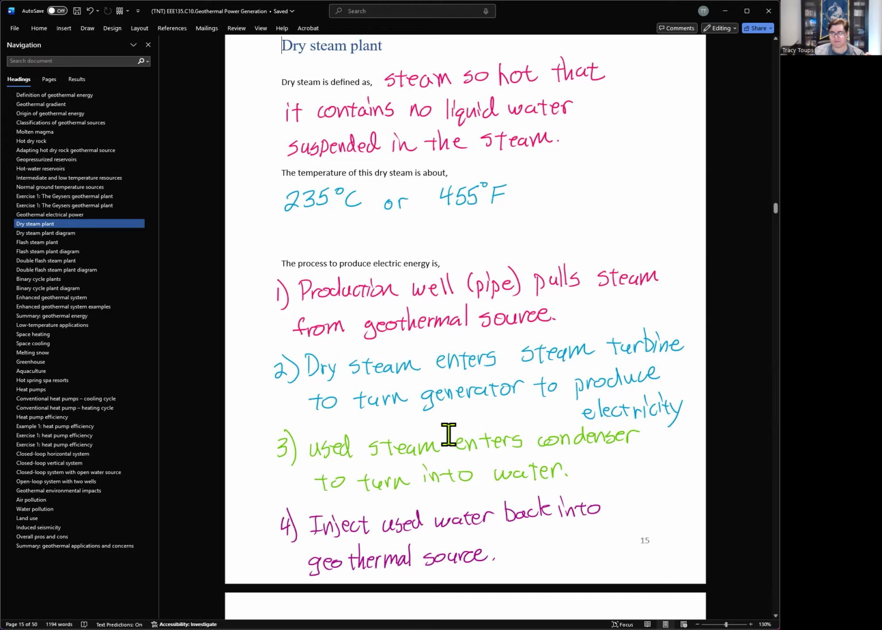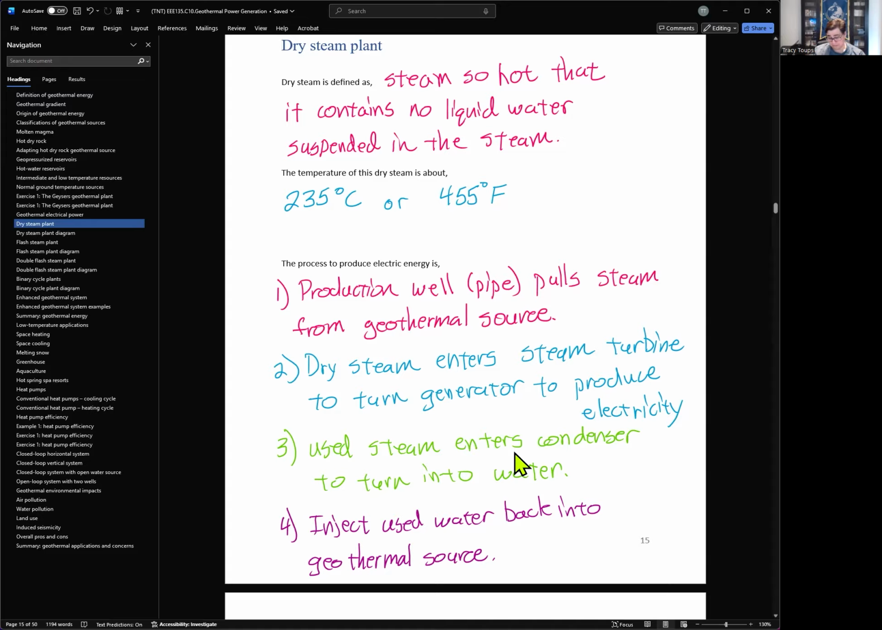The used steam will have to enter a condenser and lower the temperature of the steam so it will naturally form back into water. If steam ever gets below 100 degrees Celsius or 212 degrees Fahrenheit, it'll start condensation and turn back into liquid form. And we want that. We will then inject the liquid back into the geothermal source through another pipe and let it heat up back into dry steam. And we're just going to repeat the process over and over again.